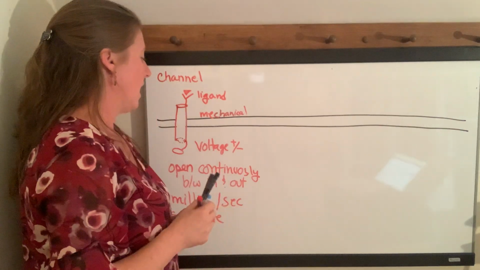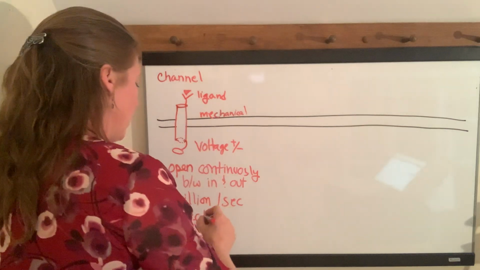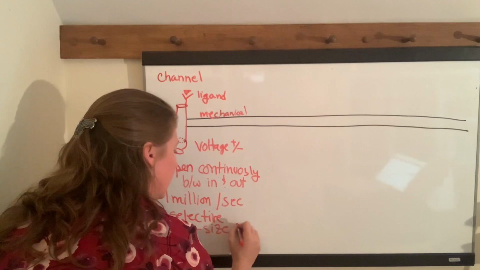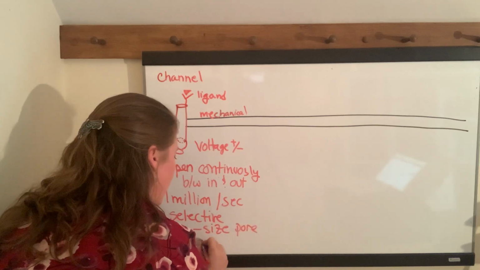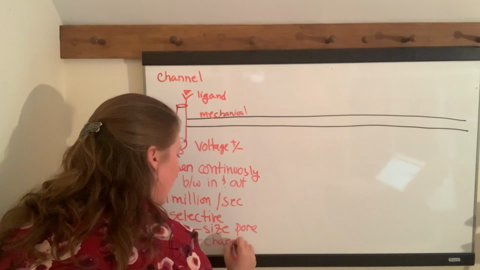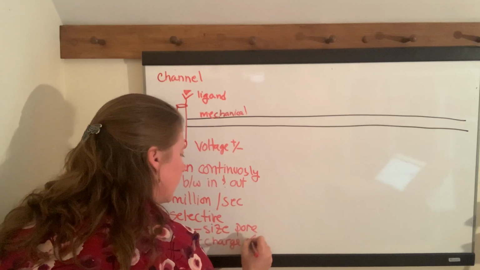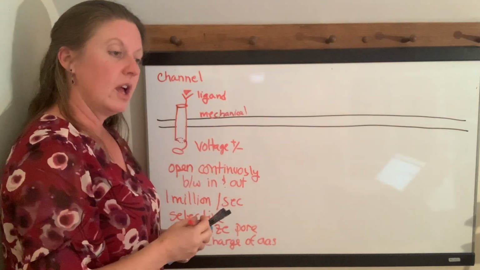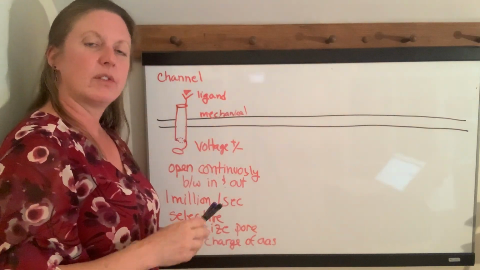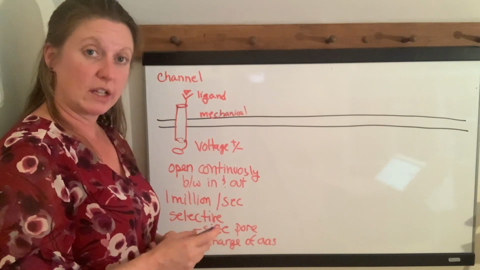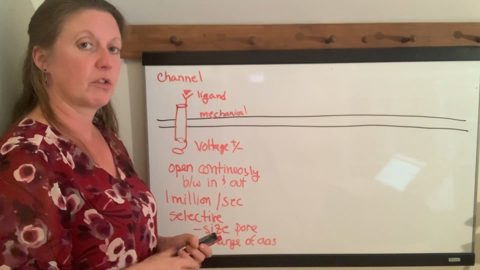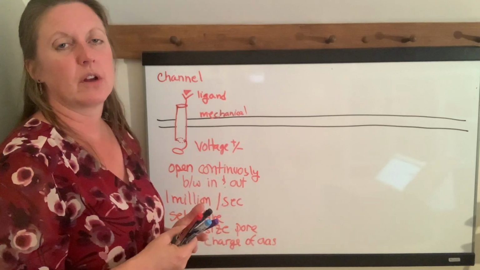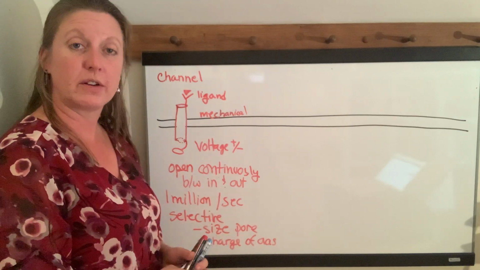That means that because of the size of the pore and also the charge of the amino acids inside the channel, it is selective and will strongly favor only certain ions moving across. So for instance, we have sodium channels, potassium channels, chloride channels, we even have water channels.